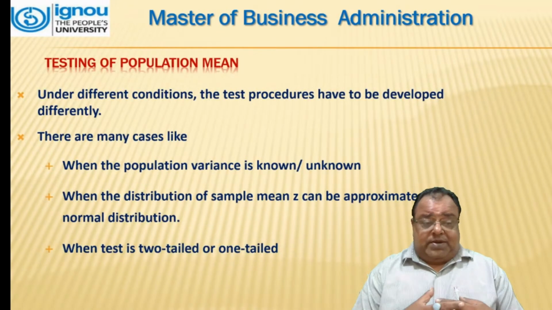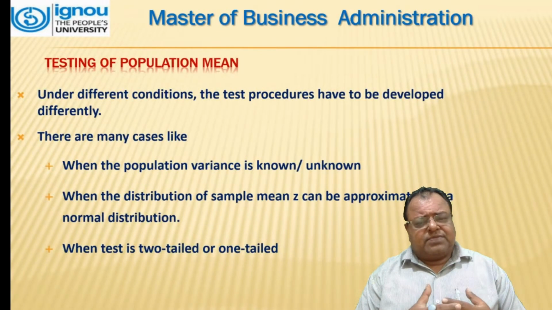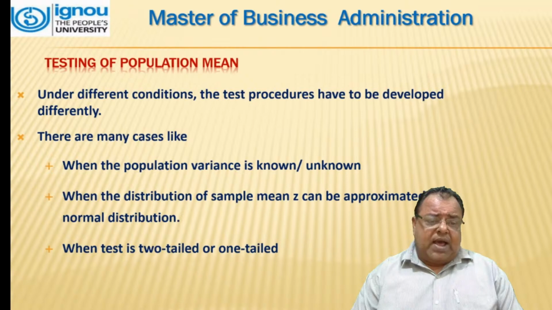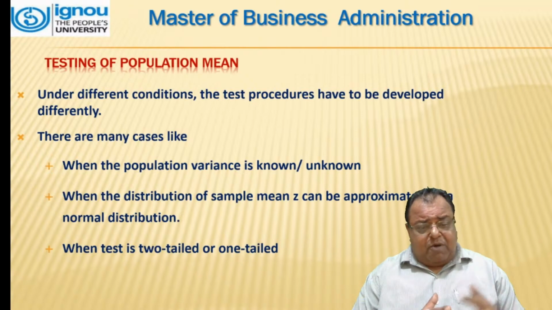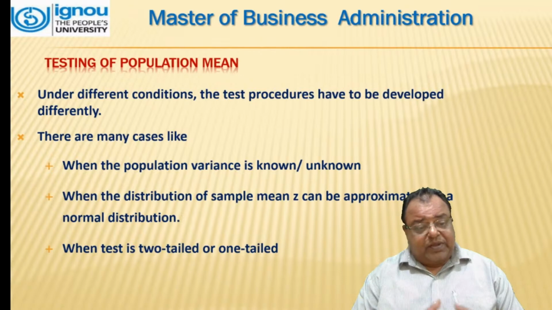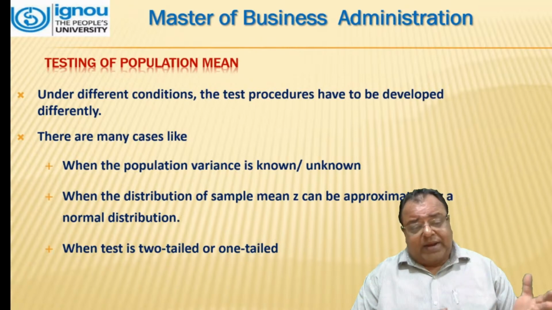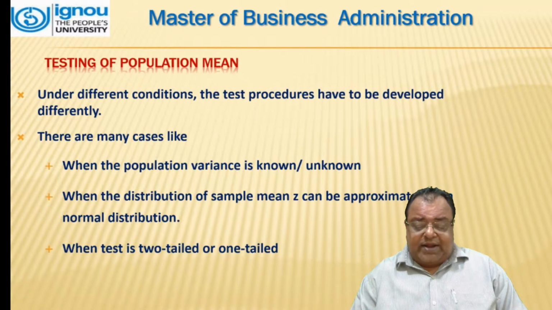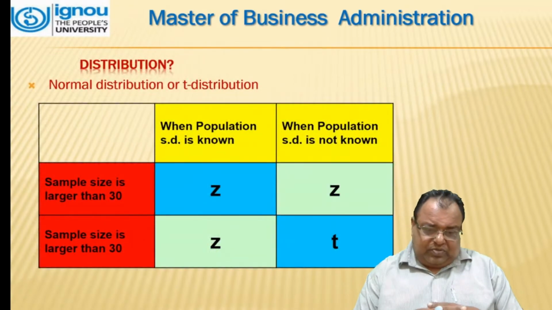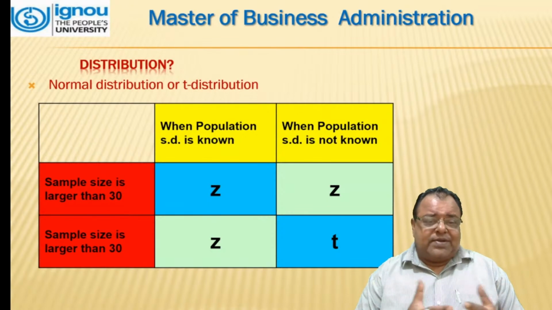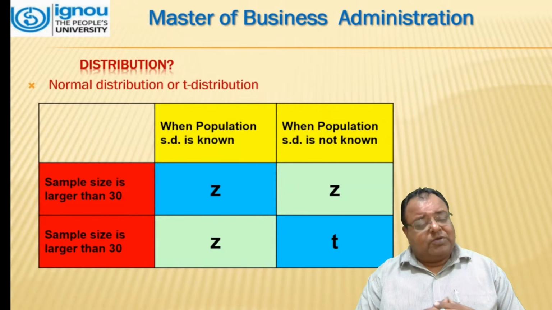Testing of population mean. Under different conditions, the test procedures have to be developed differently, depending upon the problem. There are many cases: when the population variance is known or unknown, when the distribution of the sample mean can be approximated by a normal distribution, and when the test is a two-tailed test or a one-tailed test. Now, we'll see how we take a call on what to do, that is, what type of distribution we have to use.